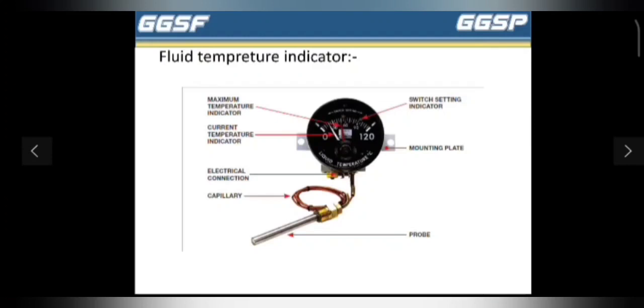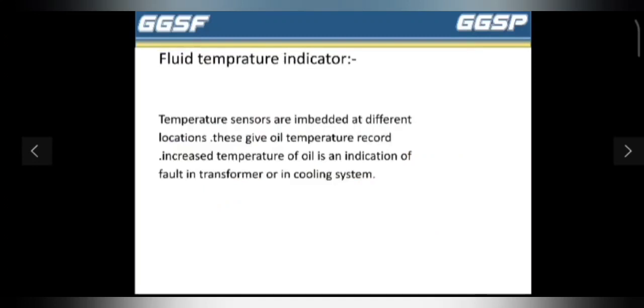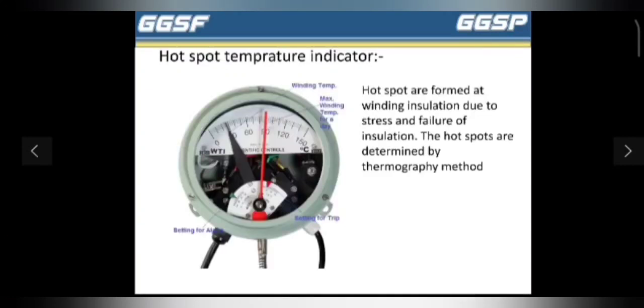Fluid temperature indicator. Here is the fluid temperature indicator meter diagram. Temperature sensor is embedded at different locations. This gives oil temperature record; increased temperature of oil is indication of fault in transformer or in cooling systems. Hotspot temperature indicators. Hotspots are formed at winding insulation due to stress and failure of insulation.